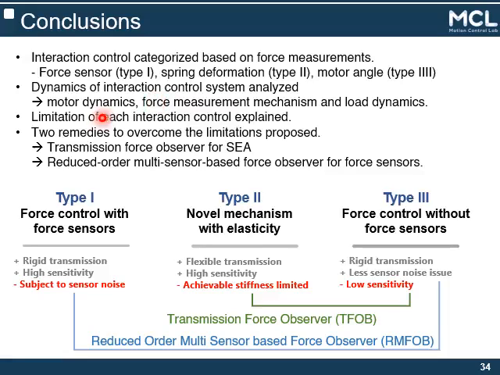It is also shown that the dynamics of this force control system can be formulated in a common way that consists of motor dynamics, the force measurement mechanism, and the load dynamics. The limitations of each force measurement mechanism are explained, and the remedies to overcome the limitations are explained. TFOB and RMFOB are observer algorithms that utilize multiple sensors combining these types to provide better force estimation. The interaction force control performance will be enhanced by utilizing these observers, and we are working on the optimal controller design utilizing these algorithms.